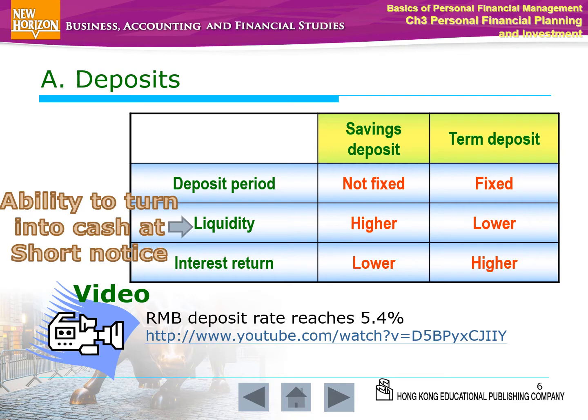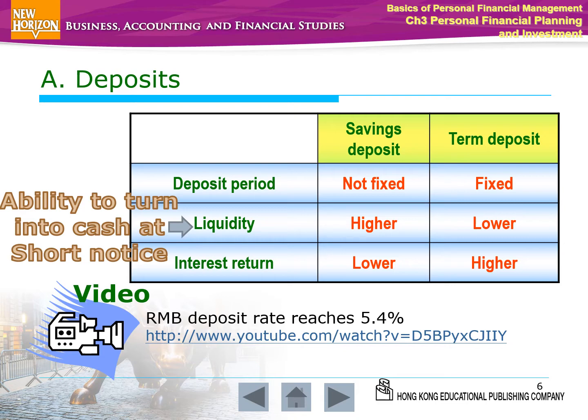It has a higher liquidity than term deposit because for savings deposits, you may take cash out of the automatic teller machine as you wish, while term deposits, you're not allowed to get your money on your wish. For interest return, because of the higher liquidity for savings deposits, the interest return is obviously lower because you have a higher flexibility to get your money.